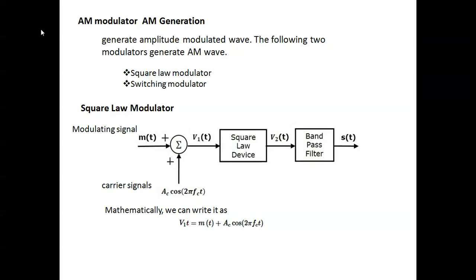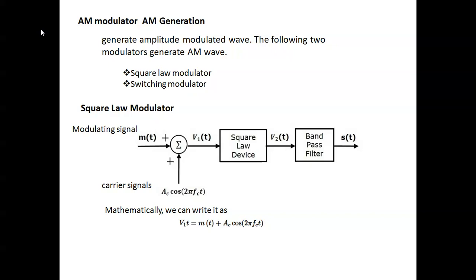So, the square law modulator. There are two inputs, and the block contains a square law device and a band pass filter. We already saw the types of filter, so we already know about the band pass filter. Now we are going to see how the AM waveform is generated through the square law modulator. It has two types of input: one is the modulating signal, that is our message signal, and another is the carrier signal.